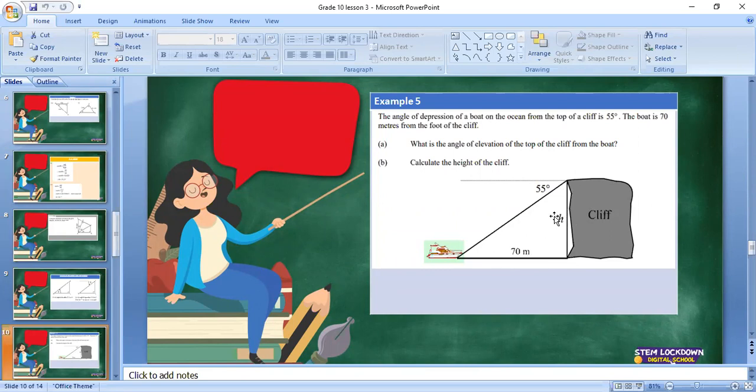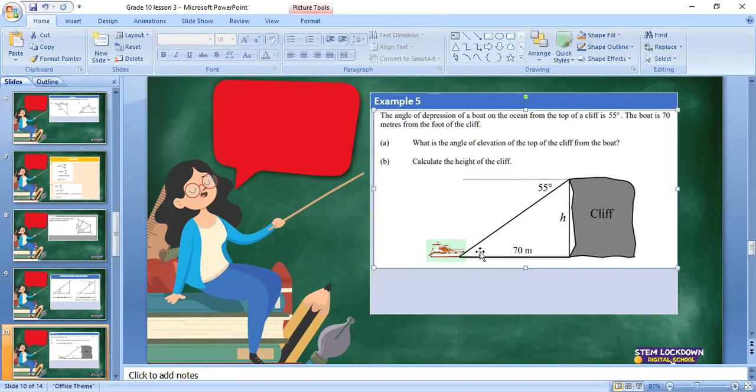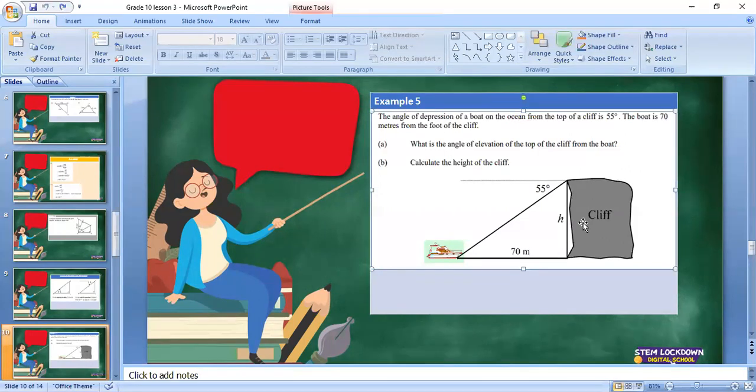So what is the name of this side? Looking at the angle from here, this is the 55 degrees. Because this is your 55 degrees, this will be your opposite, and this is your adjacent. This is your hypotenuse. So what trig ratio has opposite and adjacent? That's tan. Opposite over adjacent is tan. Then we say tan 55 degrees equals opposite over adjacent. So tan 55 degrees equals h over 70, and from there you can solve for h.